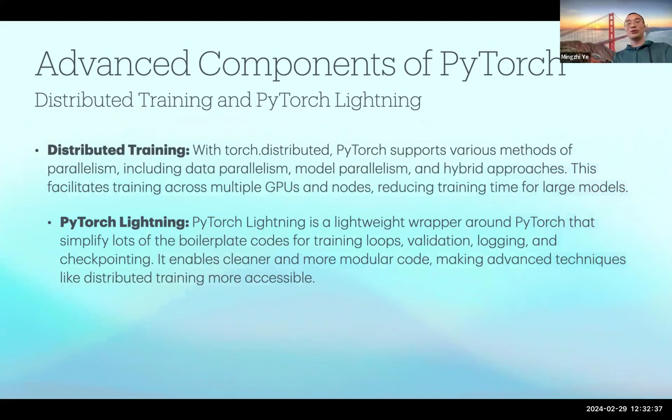Then is distributed training and PyTorch Lightning. Distributed training is quite important nowadays because the model and the data set are becoming bigger and bigger. It is basically impossible to train a big model on only one node or one machine. It should be trained across multiple GPUs and nodes. So torch.distributed can significantly help with this. It can support various methods for parallelism, including data and model parallel.